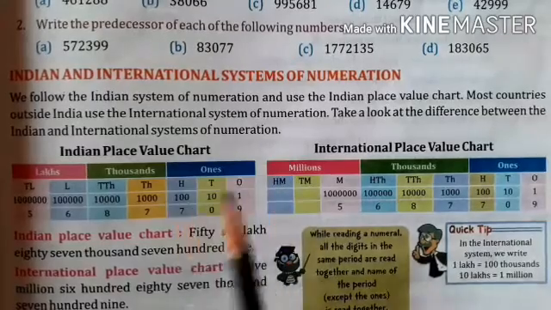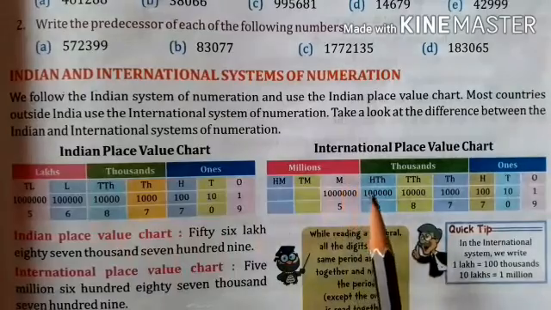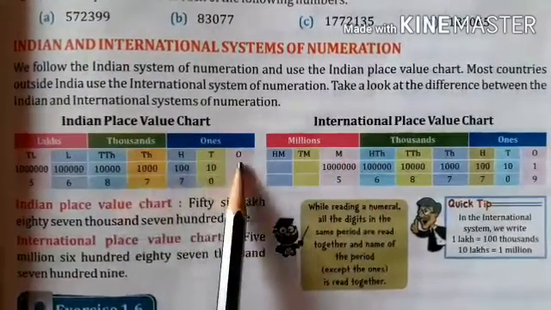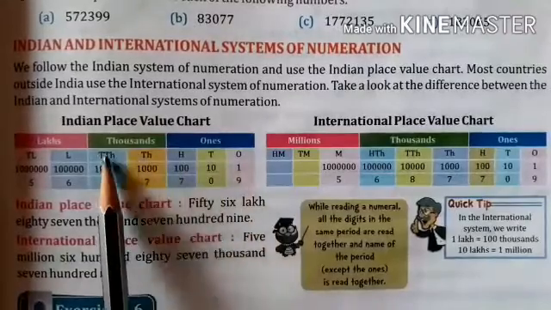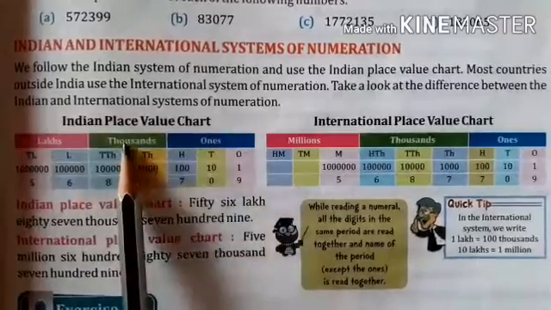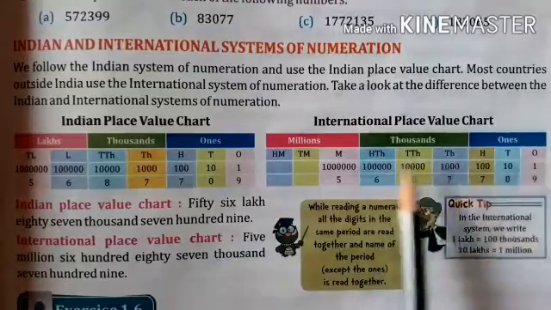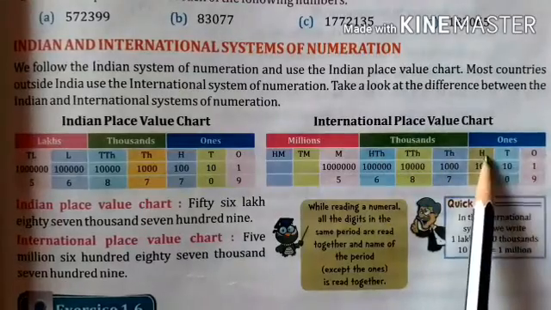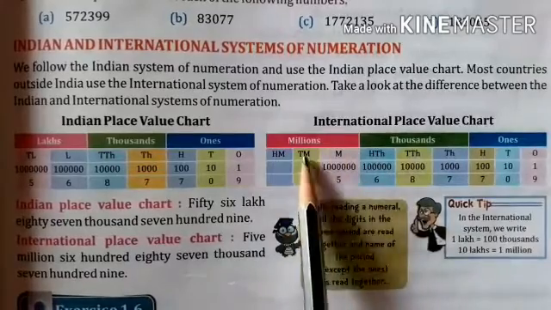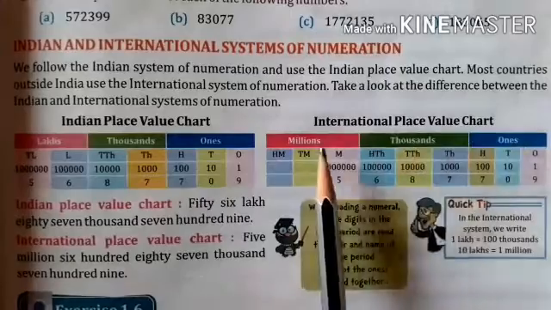Okay. So students, look here. This is the Indian place value chart and this is the international place value chart. Look at the Indian place value chart. These are the places: ones, tens, hundreds, thousands, 10,000s, lakhs and 10 lakhs. And these are the periods: ones, thousands, lakhs. Now look at the international place value chart. These are the places: ones, tens, hundreds, thousands, 10,000s, 100,000s, millions, 10 millions, 100 millions. And these are the periods: ones, thousands, millions.